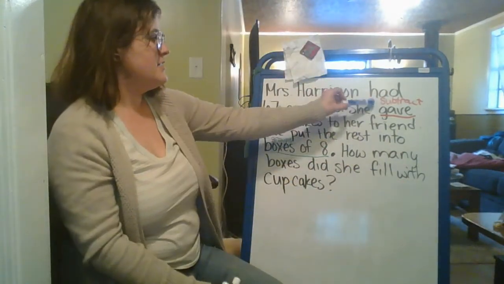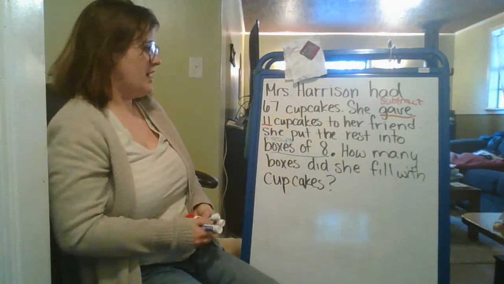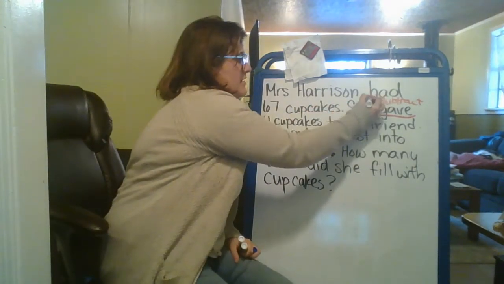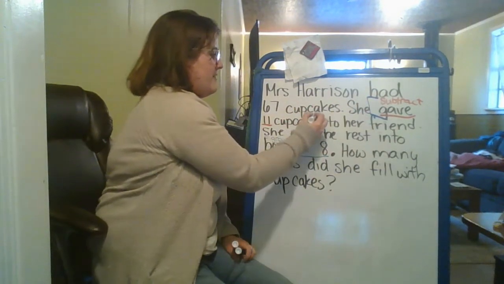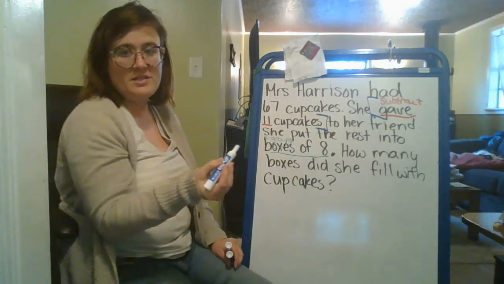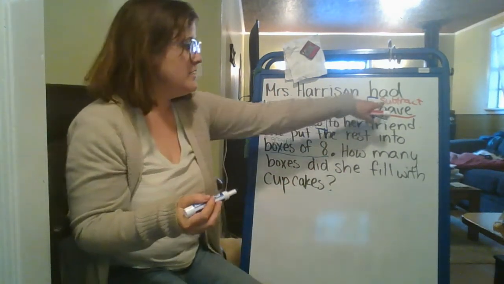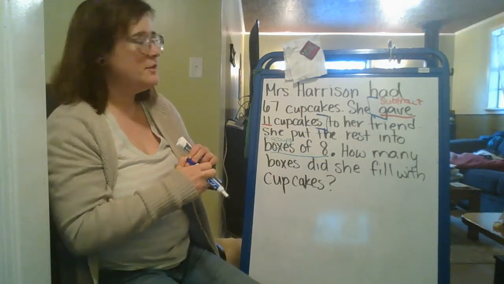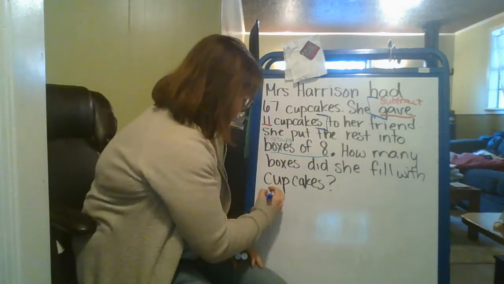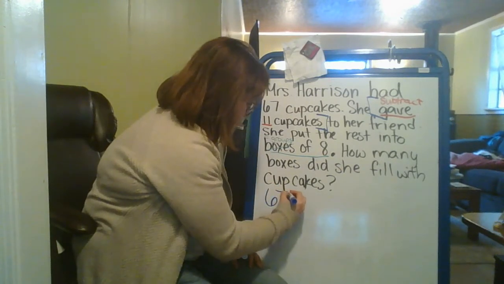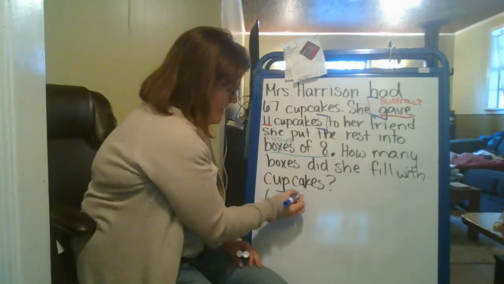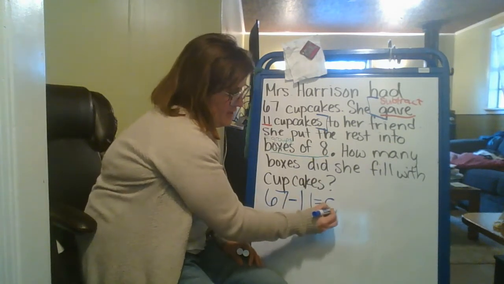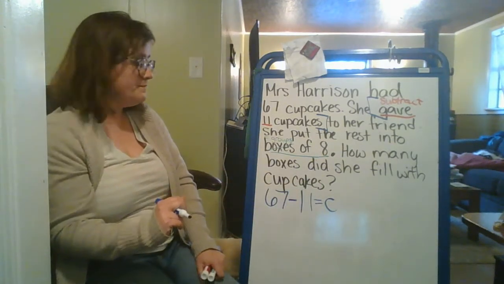So let's take on this subtraction first. I'm going to try to color code some things so you can really see what I'm doing. Okay, gave 11 cupcakes. We'll do this part in blue. This is our subtraction. Remember, if you give things away, you're subtracting. Okay, so I started out with 67 cupcakes. And I gave away 11. How many cupcakes are left?